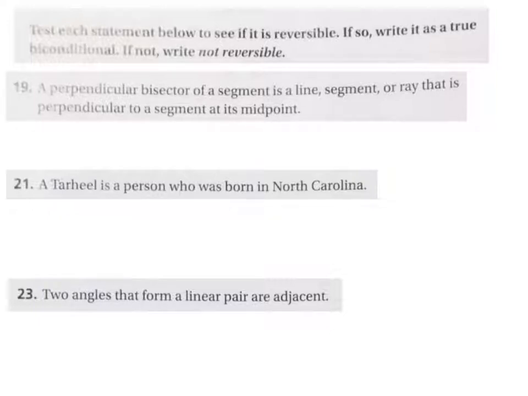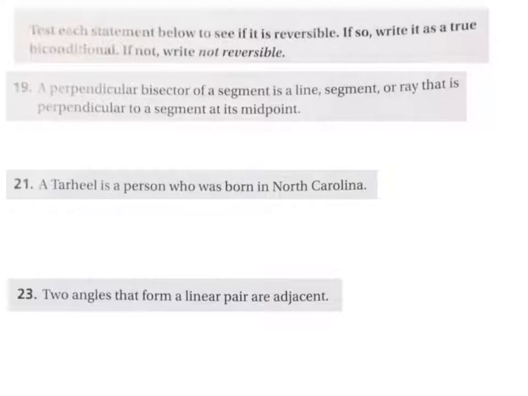A perpendicular bisector of a segment is a line, segment, or ray that is perpendicular to the segment at its midpoint. Okay. So how would you say that as a conditional? You would say if a line, ray, or segment is a perpendicular bisector of a segment, then it is perpendicular to the segment at its midpoint. Well, by definition, yes.